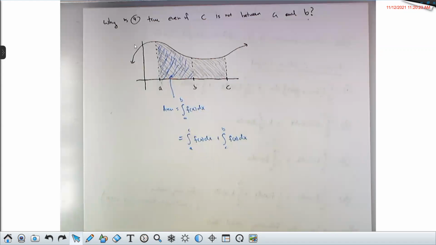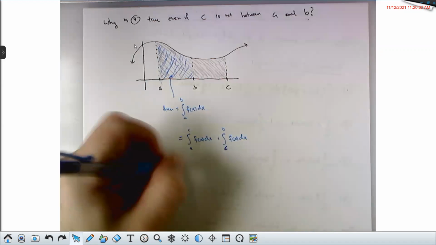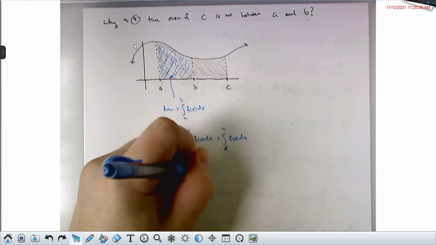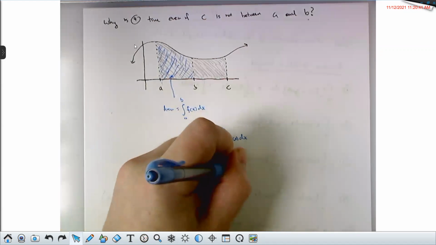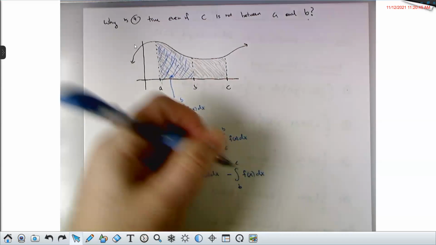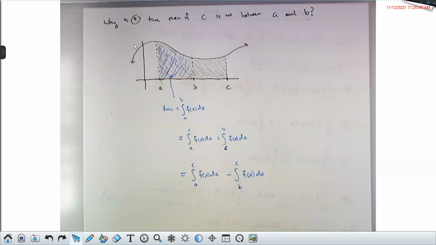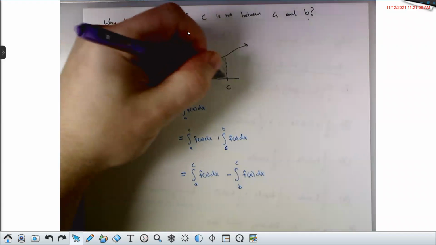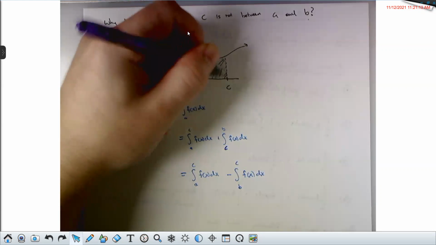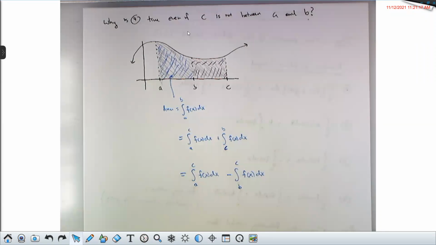What is the integral from C to B? Minus from B to C. Very good. So this is the integral from A to C, f of x dx, minus the integral from B to C, f of x dx. Well, the integral from B to C is exactly this, right? So if I take the total pencil shaded area and I subtract this, maybe I'll shade that purple. What we're saying here is that the blue is equal to the pencil minus the purple.